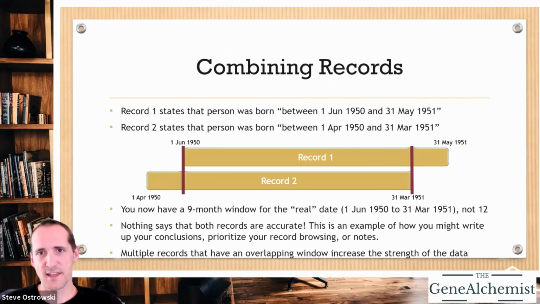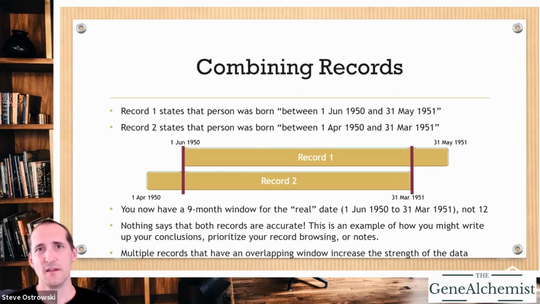Now, here's where things can get pretty powerful, especially when we're assessing multiple layers of evidence. Let's say we have 2 records and we've recorded the implied dates the correct way. So we have the first record saying the person was born between the 1st of June 1950 and the 31st of May 1951. And the second record is showing that the person was born between the 1st of April 1950 and the 31st of March 1951.